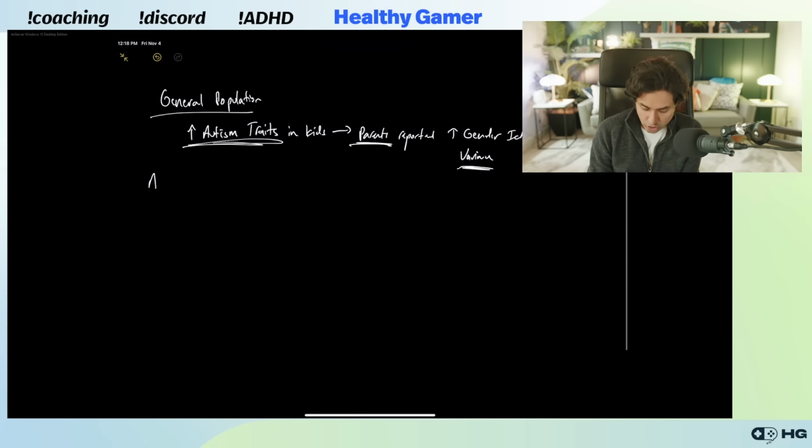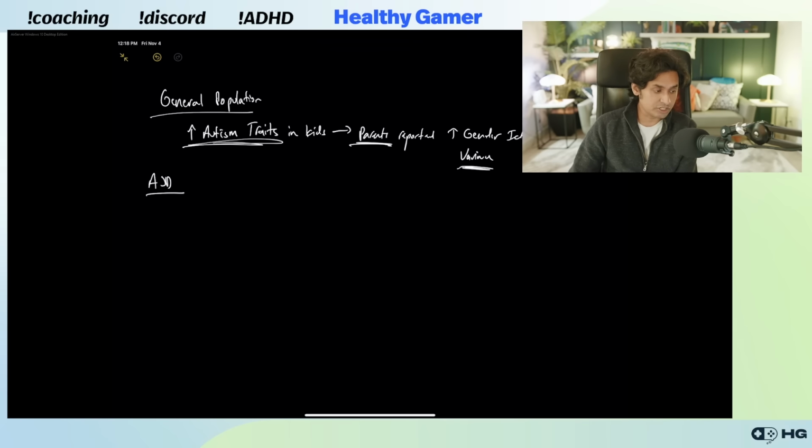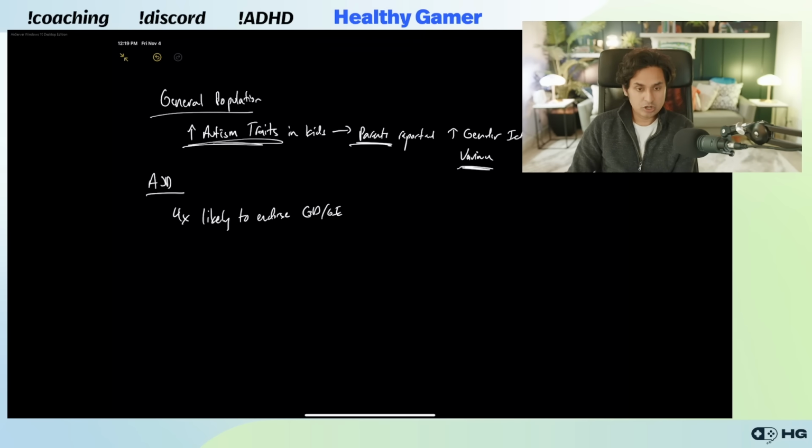Then they took a look at the autism population. So this is just looking at everybody. And then they said, okay, what happens if we take a group of people who have autism spectrum disorder? If we take, let's say, 100 people with autism spectrum disorder, what do we find? And what they found is that if you have autism spectrum disorder, you're 4 times as likely to endorse gender dysphoria or gender identity issues. So that means that people with autism are 400% more likely to have issues around gender variance.